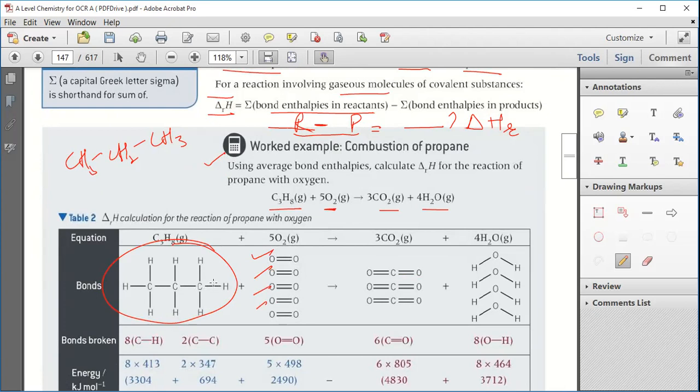Now in this case, what is happening? All the CH bonds are breaking. All the double bonds of oxygen are breaking, and they form bonds with carbon and with hydrogen, the OH bond. Clear? So on the reactant side there is breaking of bonds, and on the product side there is formation of bonds. Is that clear?